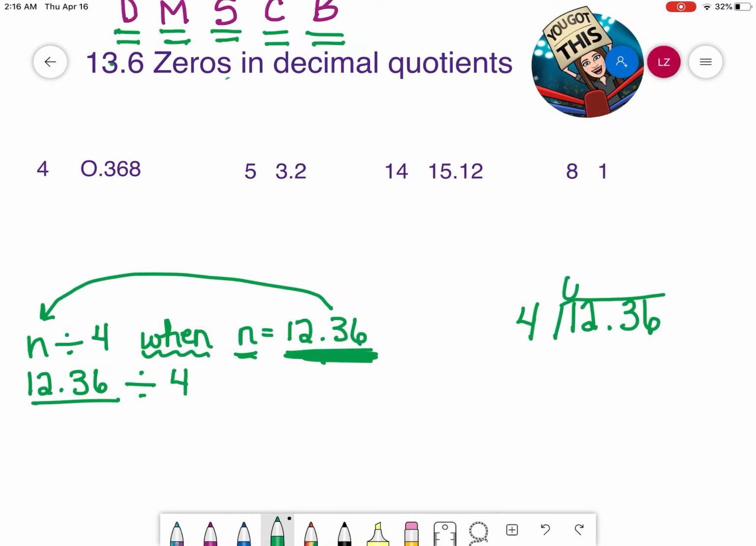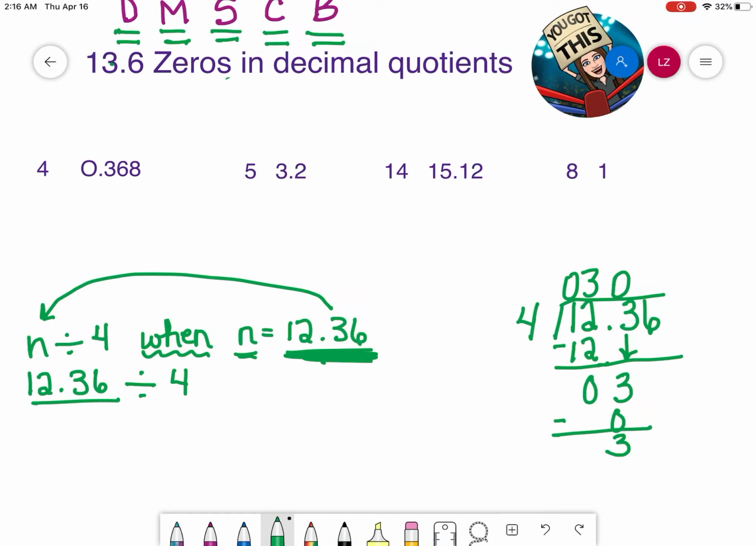4 goes into 1, 0 times. 4 goes into 12, 3 times. 3 times 4 is 12. Subtract, you get a 0. 0 is less than 4. So you bring down the next digit, which is 3. 4 goes into 3. It doesn't. It goes in 0 times. So you put a 0 up there. 0 times 4 is 0. Subtract. You get a remainder of 3.